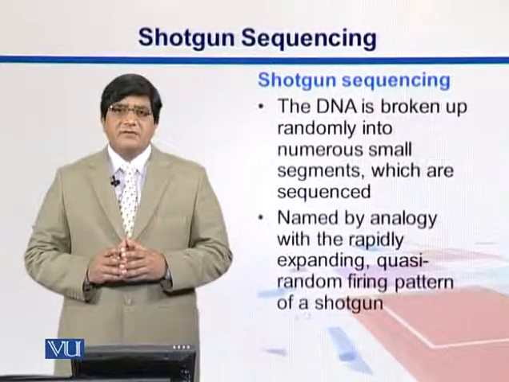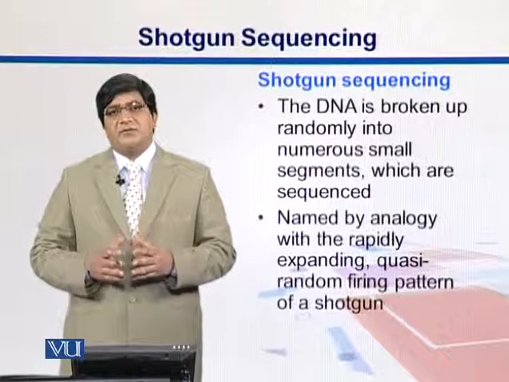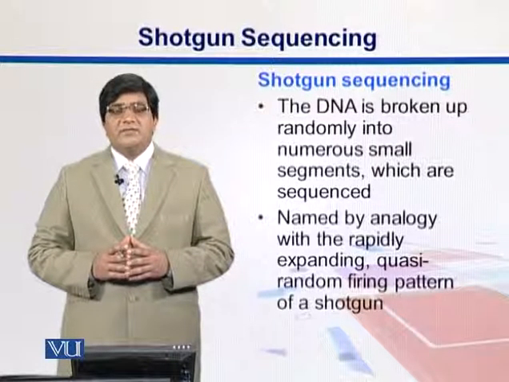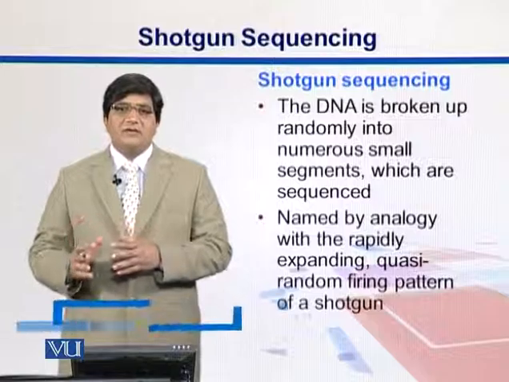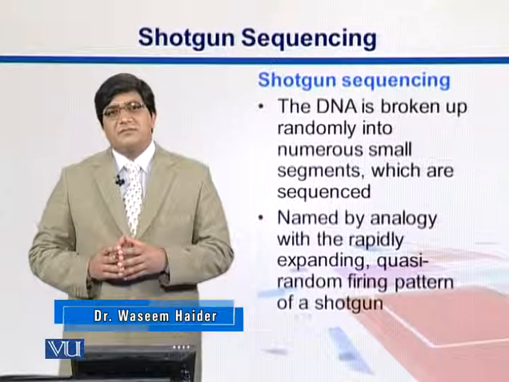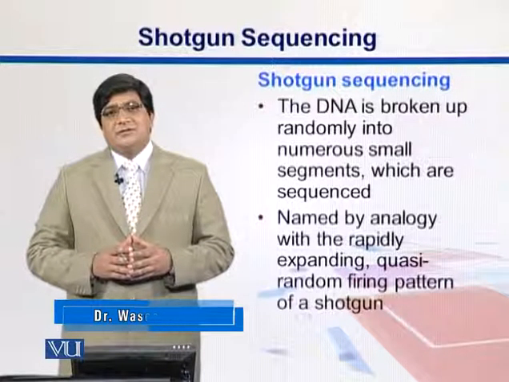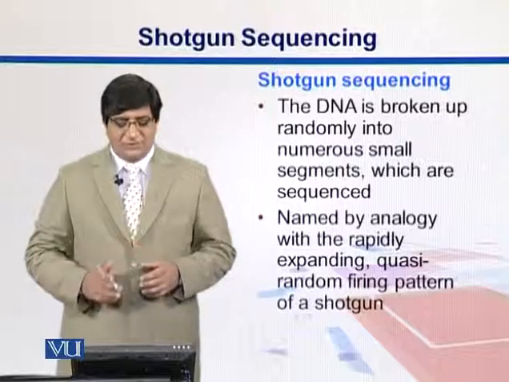Shotgun sequencing is a sequencing technique, kind of a methodology, in which we break up the DNA into short fragments and then we sequence them. It's called shotgun sequencing because of an analogy with the random firing patterns of a shotgun.